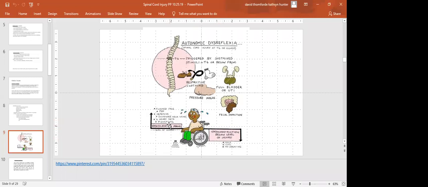Now, as OTs, we would be most likely to see these symptoms above the level of injury. We wouldn't be likely to see the condition of the person's legs. So the flushed face, increased blood pressure, headache, increased heart rate, or increased sweating are the things we'd be most likely to look for.